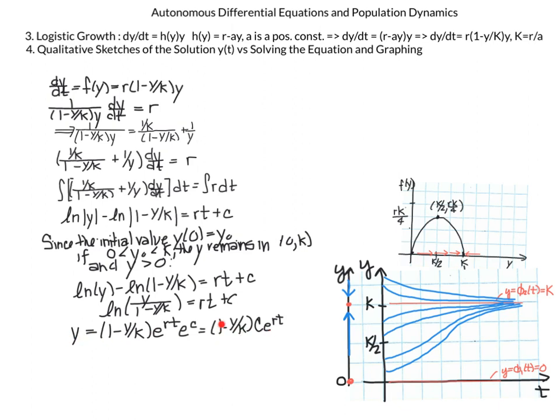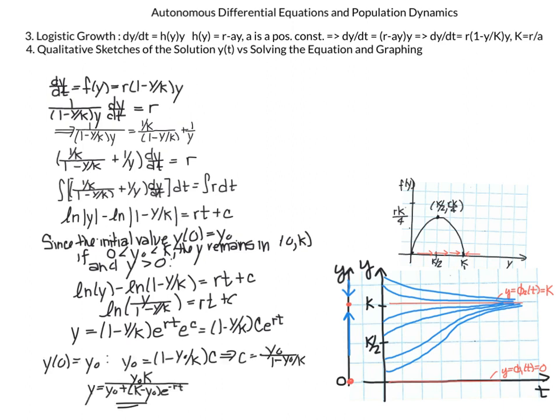Eventually we come down until we get this equation, y over 1 minus y over k equals c e to the rt. Solving for the initial value, we get y equals y naught k over y naught plus k minus y naught e to the minus rt. So this is the general solution for the logistic growth differential equation.